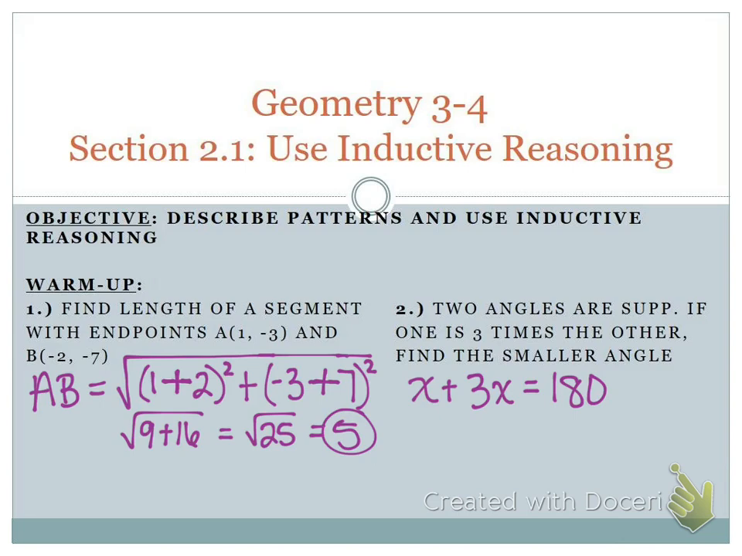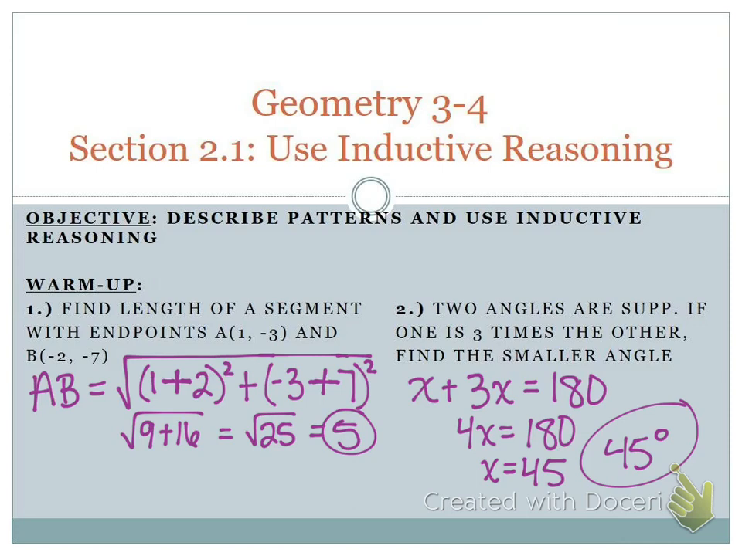Okay, it's easy to solve. Combine like terms, what do I get? 4x equals 180, so x must equal 45, and that is the smaller of the two angles, so that's all we really need. 45 degrees is the smaller one. Questions on the warm-ups?